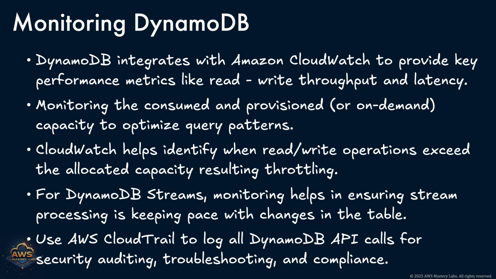By closely observing the consumed versus provisioned or on-demand capacity, you can fine-tune query patterns and ensure you're not over or underutilizing your resources. CloudWatch also plays a vital role in highlighting instances where read or write operations exceed allocated limits, leading to throttling. Identifying such patterns early can help you address inefficiencies in your access strategy or adjust capacity settings proactively. When DynamoDB streams are enabled, monitoring becomes even more important to ensure that stream consumers are keeping up with the data changes in real time.